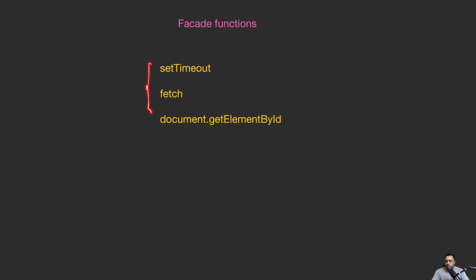Here you can see some popular JavaScript functions: setTimeout, fetch, document.getElementById. We have used them so many times. Even if you have just worked for 1 month in JavaScript, you know them. Now the question is, do you know these are actually facade functions? Let's see what a facade function is.